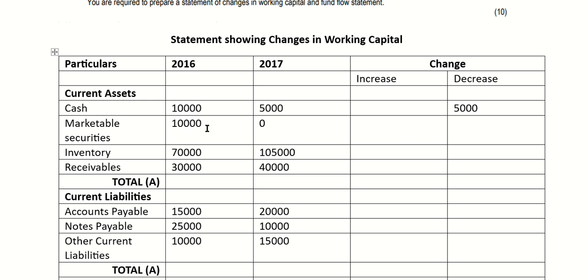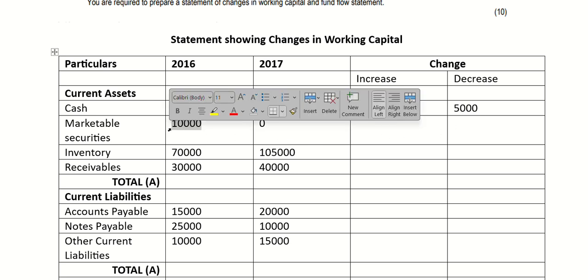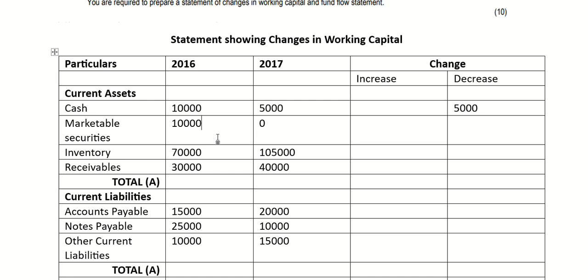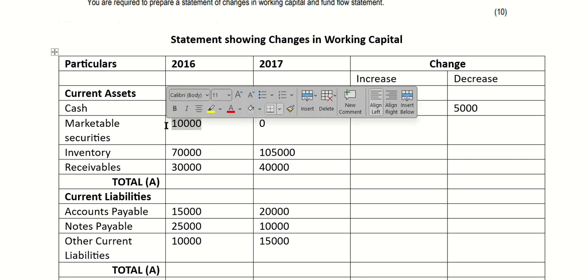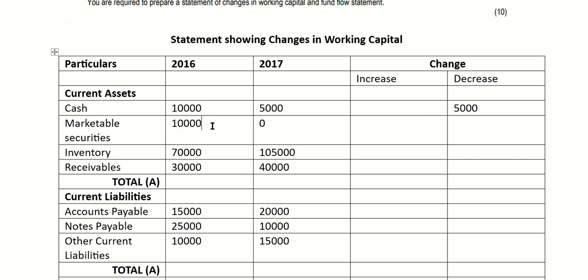5,000. Marketable securities, we had 10,000 rupees worth of marketable securities in 2016. When it came to 2017, there are no marketable securities remaining. That means we have sold every marketable security that we held with us, isn't it? So there was a decrease, a decrease of 100%. That means we have lost everything. So the decrease is 10,000 minus 0, that is 10,000 itself.